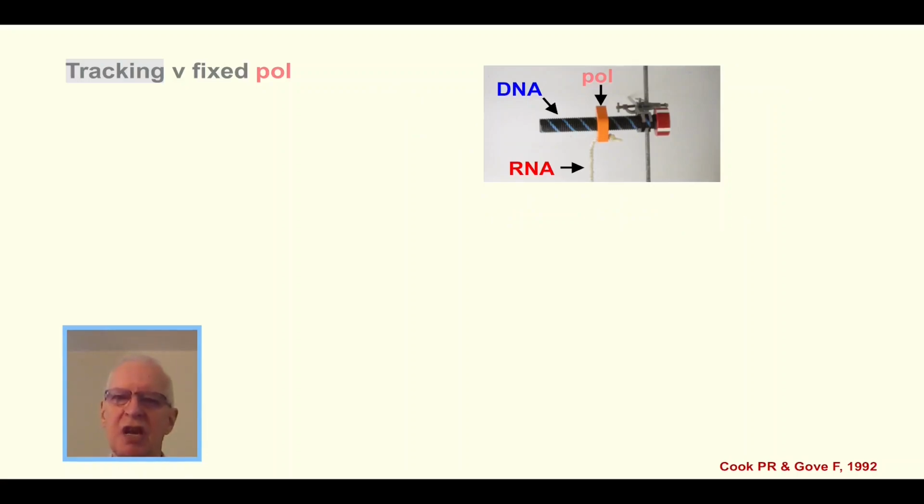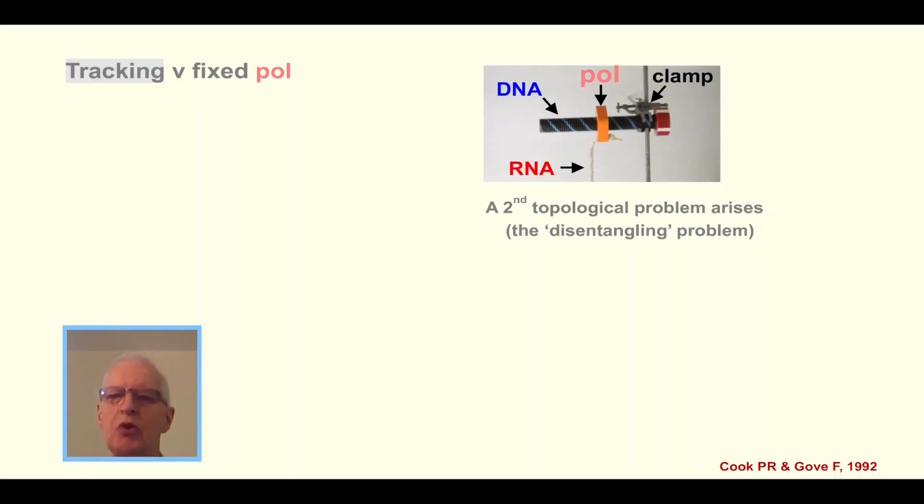But there's a distinct problem that arises if a polymerase tracks. Note that I've clamped the DNA and the polymerase is free to move. And then I'm going to show you a second topological problem arises that I will call the disentangling problem. And I think you will see that it must be solved.